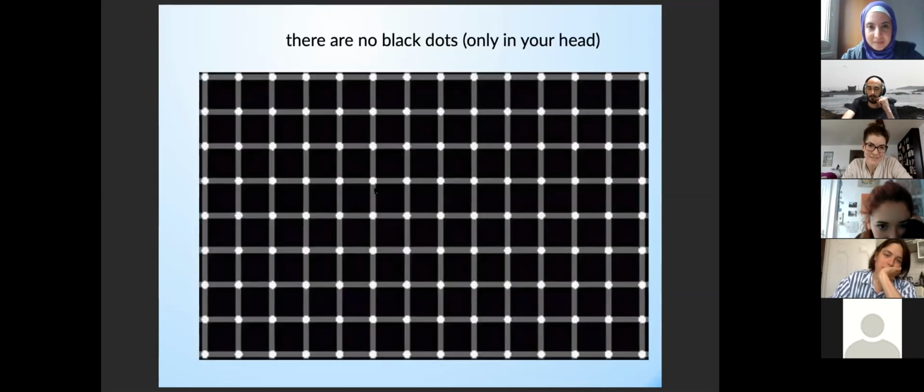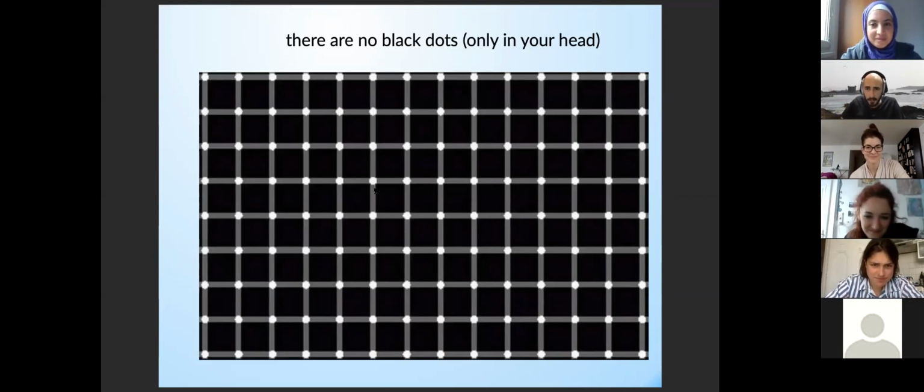So let's start moving on to things that really don't exist. Like, do you see the black dots? There are some white dots and some black dots, right? No, there are no black dots. There are only white dots. The black dots are in your head. There is nothing in this picture that resembles a black dot. Okay?